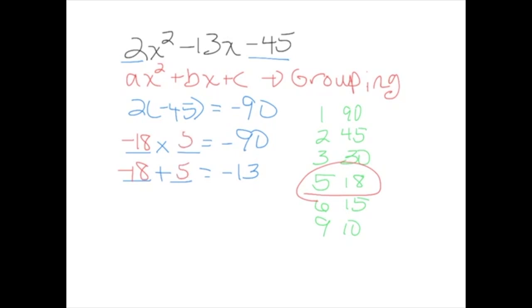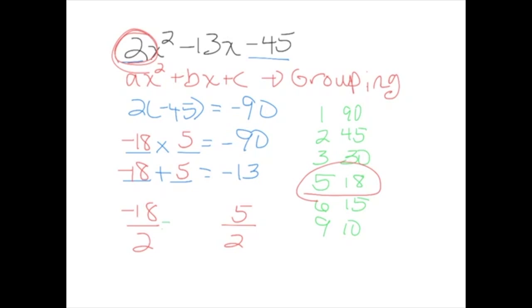Here's where the twist comes in. I'm going to make these fractions. The numerators are going to be the numbers that I just said. The denominator is going to be whatever number comes in front of the x squared term, or the variable that's being squared, the first term, 2. Now what you're going to do with these fractions is you're going to simplify the fractions as much as possible.